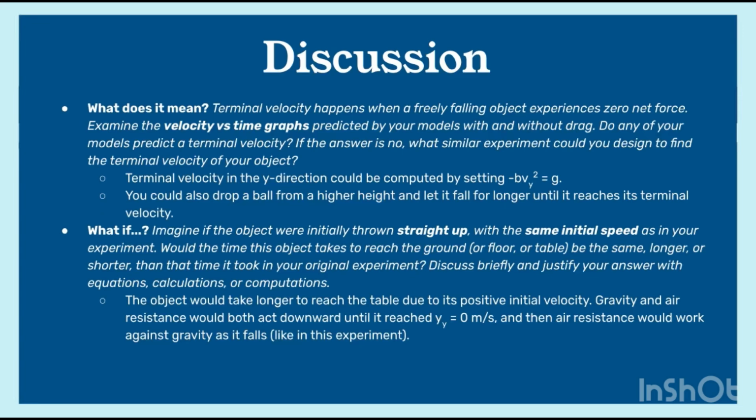And for the what-if question, imagine if the object was thrown straight up. The object would take longer to reach the table due to its positive initial velocity. Gravity and air resistance would both act downward until it reached the velocity y value, I typed it wrong, of 0 meters per second. And the air resistance would work against gravity as it falls, like in this experiment.